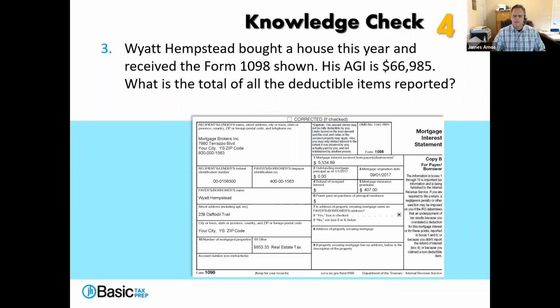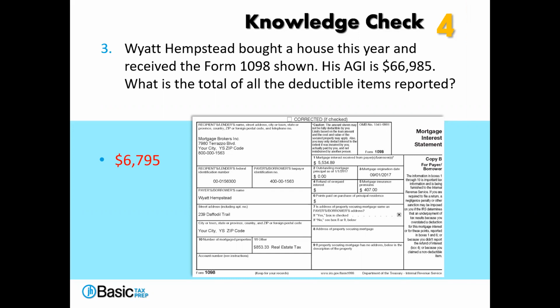Wyatt bought a house this year and received the Form 1098 here. His AGI is $66,985. What is the total of all deductible items? Well, 5534.89. Yeah, and why is that answer wrong? Oh, because of the 407. No, this answer is not correct because they're adding mortgage insurance premiums in. I don't see anything else. No, there's nothing else.